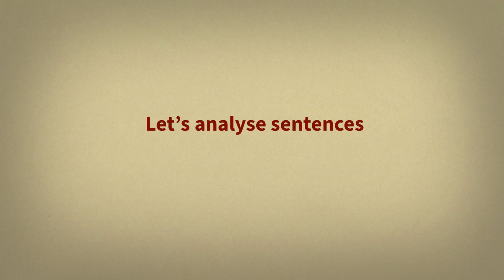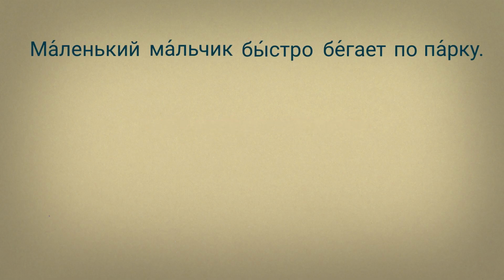Let's try to analyze sentences. The first sentence is: Маленький мальчик быстро бегает по парку. The translation of this sentence you will see after its analyzing. So let's try to analyze it using visual clues. We will follow the analysis steps. First, we read the entire sentence. Маленький мальчик быстро бегает по парку. Then we highlight the words.